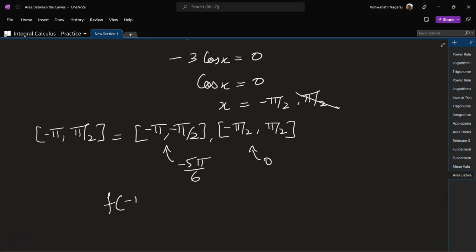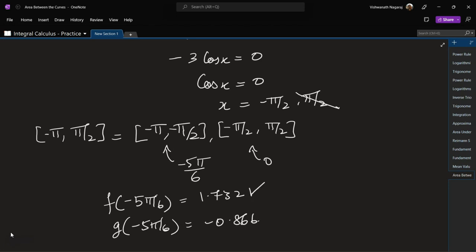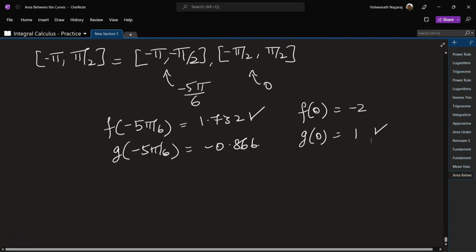So f of minus 5 pi by 6 is equal to 1.732, that is root 3. And g of minus 5 pi by 6 is equal to minus 0.866. So f is higher. Okay, f of 0 is equal to minus 2 and g of 0 is equal to 1. So g is higher. So now we have the information we require.